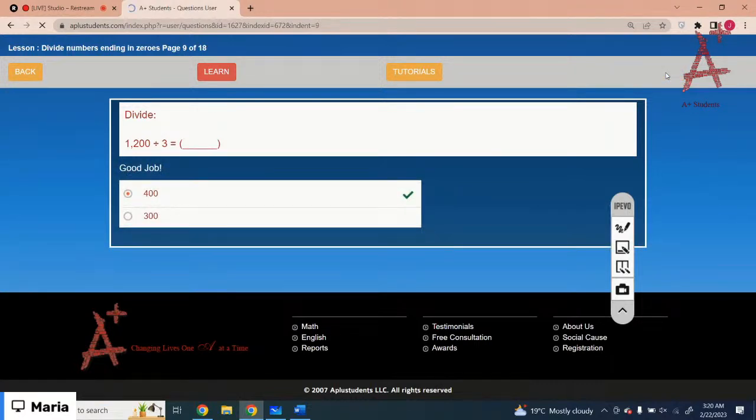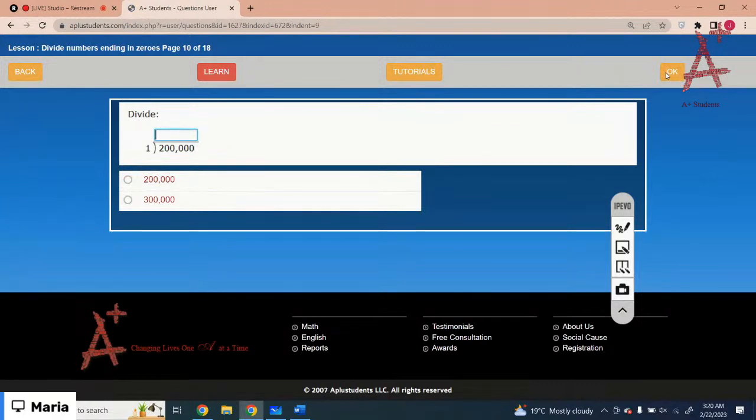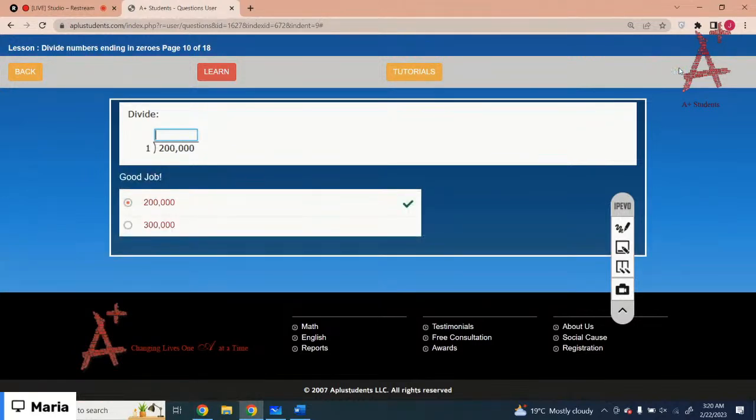Very good. Okay, the next one is 1 divided by 200,000. So which is the correct option? 1 times the number itself equals 200,000. Got it? So it would be 1 times 200,000 equals 200,000. The correct option is option number 1. Okay, you can complete the test by yourself later today. Let me just move on to the next lesson.